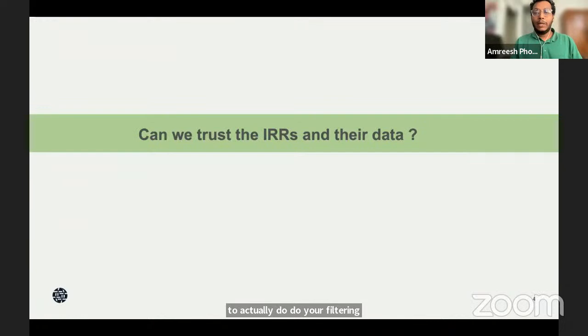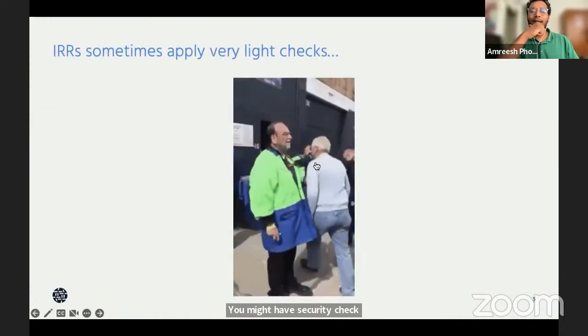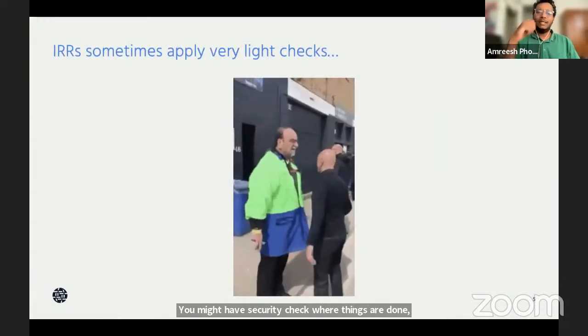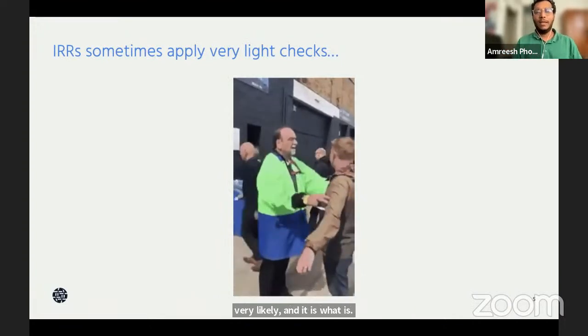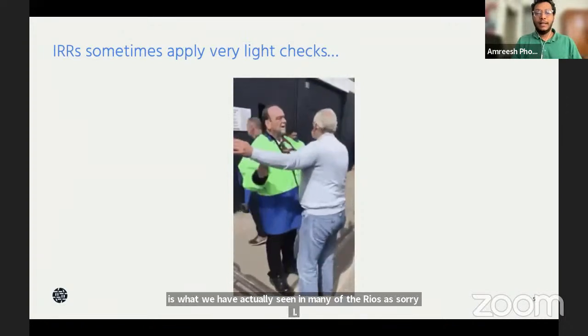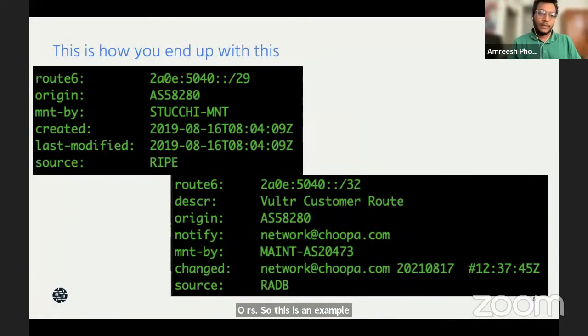The big question that we have: you might have security checks where things are done very lightly, and that is what we have actually seen in many of the IRRs.